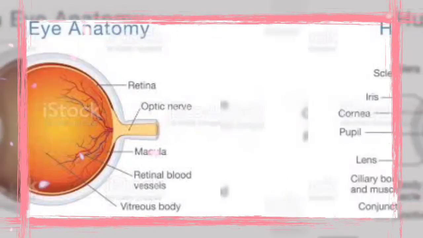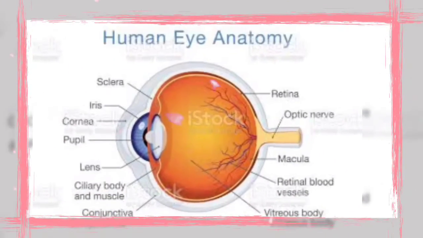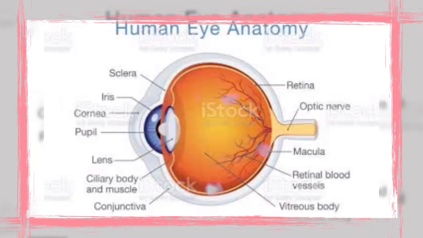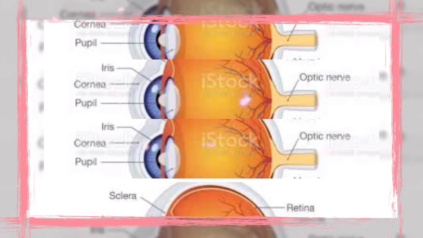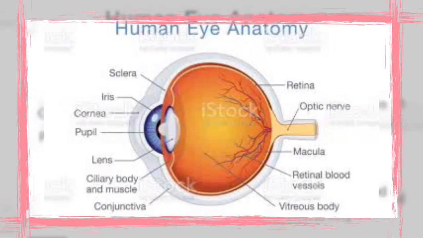The front, anterior, chamber extends from the cornea to the iris. The back, posterior, chamber extends from the iris to the lens. Normally, the aqueous humor is produced in the posterior chamber, flows slowly through the pupil into the anterior chamber, and then drains out of the eyeball through outflow channels located where the iris meets the cornea.